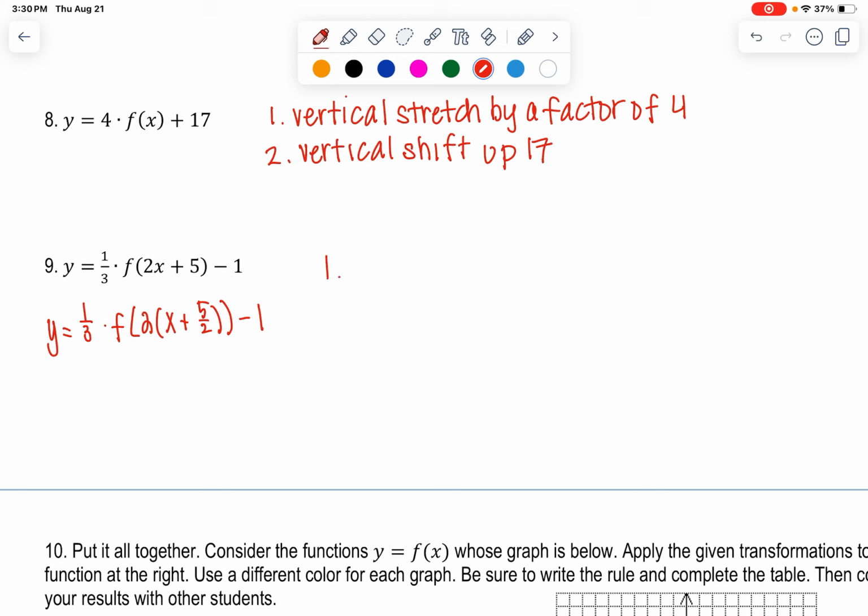All right, so we have 1, 2, 3, 4 transformations here. So let's go ahead and do them in the proper order. We'll start with h. There is an h value. H is right here. This is being moved left 5/2. So I'm going to say a horizontal shift left 5/2, or 2.5 is fine. Okay. All right, next one. So I did H, now I'm on to B. There is a B value of 2 that is inside the function, so it's horizontal. And remember, it's the opposite of what the vertical one was. That was a vertical stretch. This gave me a vertical stretch, so this is going to give me a horizontal compression.